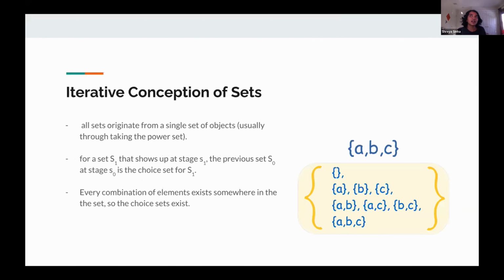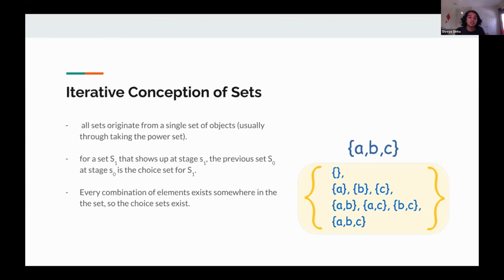And so the next intrinsic example comes out of the iterative conception of sets. All the iterative conception of sets states is that all sets originate from a single set of objects. So for example, say my set X is the set on the right, A, B, and C. Then I'm going to take the power set of that set. And all the power set means is I'm going to take every possible subset. So I'm going to have all of my singletons, or my single sets, of A or B or C. I'm going to have my doubles, AB, AC, and BC. And I'm going to have my full set, ABC.